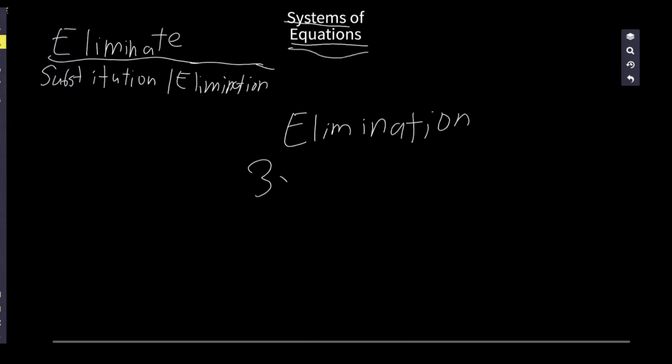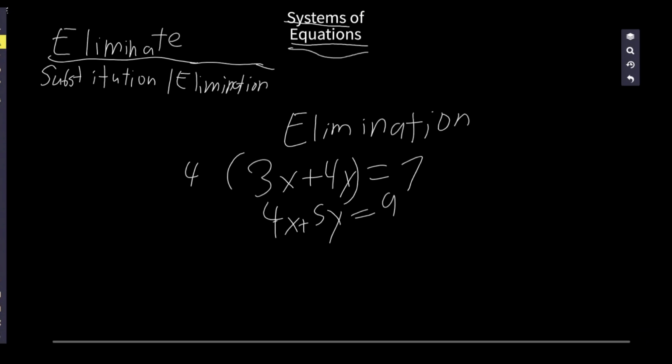But what if we have something like this? What if now we can't just add the equations or subtract the equations to eliminate one of the variables? But there is another solution we can do here. Let's just take the first equation and multiply both sides by 4. Then we get 12x plus 16y equals 28. On the second equation, let's multiply both sides by 3.